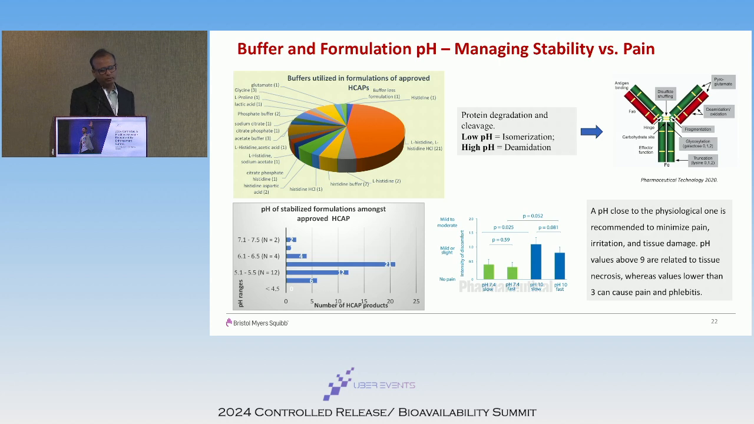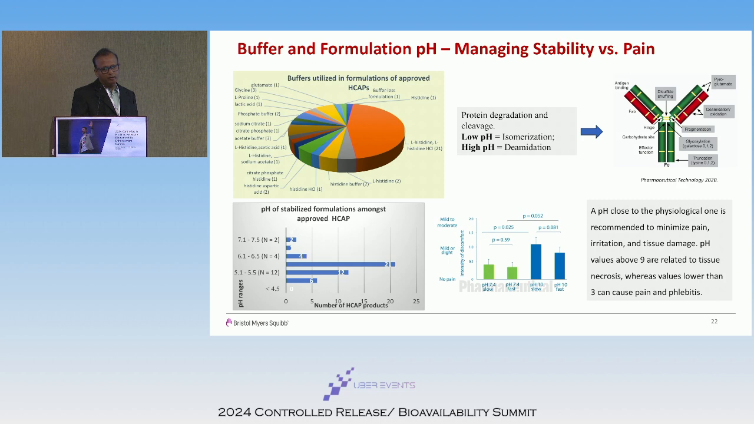So again, going back to the formulation, the buffer and the formulation pH, and how they impact some of the tolerance. So we use some of this buffer. Again, this graph is from all the 45 high-concentration antibodies that are being commercialized. As you see here, each has used histidine as buffer. Some of them also used acetate, citrate.